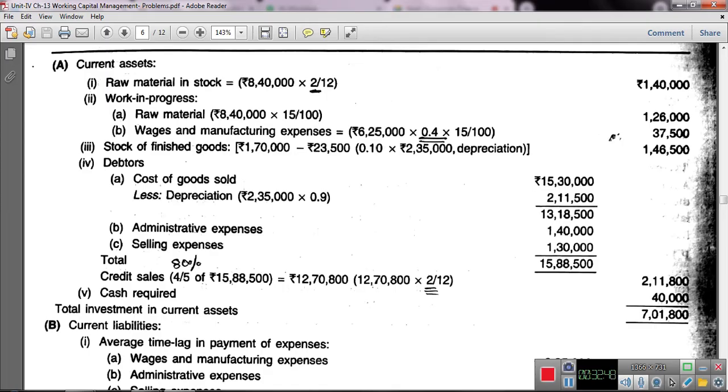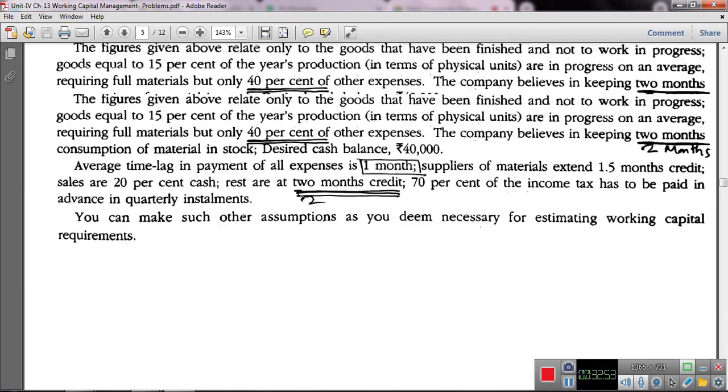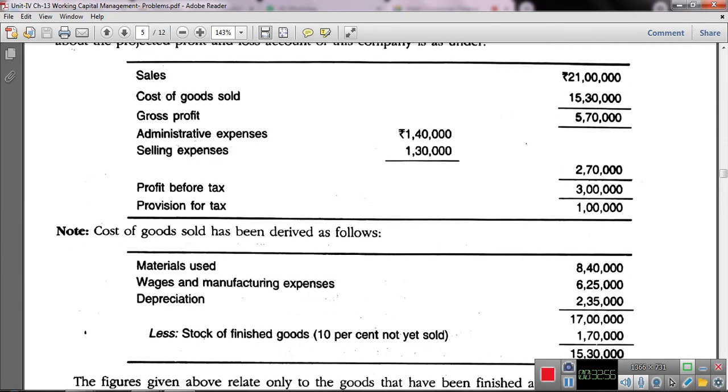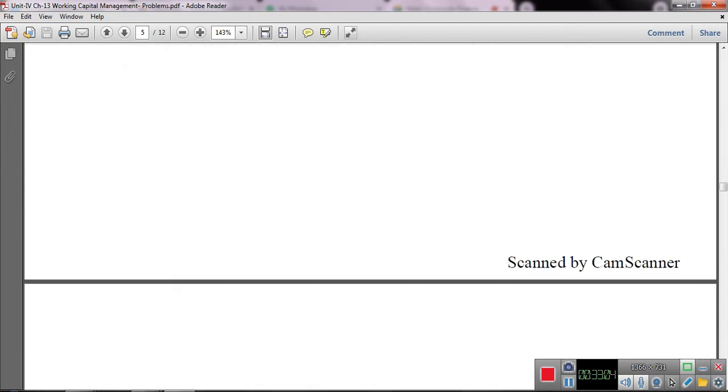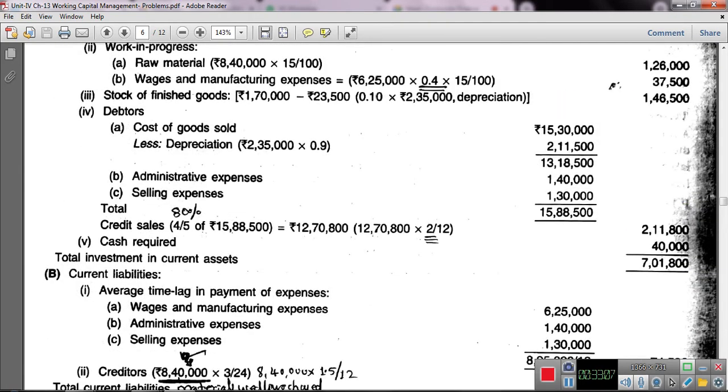Then we need to add administrative expenses and selling expenses, that are 1,40,000 and 1,30,000, as you can see here. So to that we add administrative expenses 1,40,000 and selling expenses 1,30,000. So the total investment required is 15,88,500.